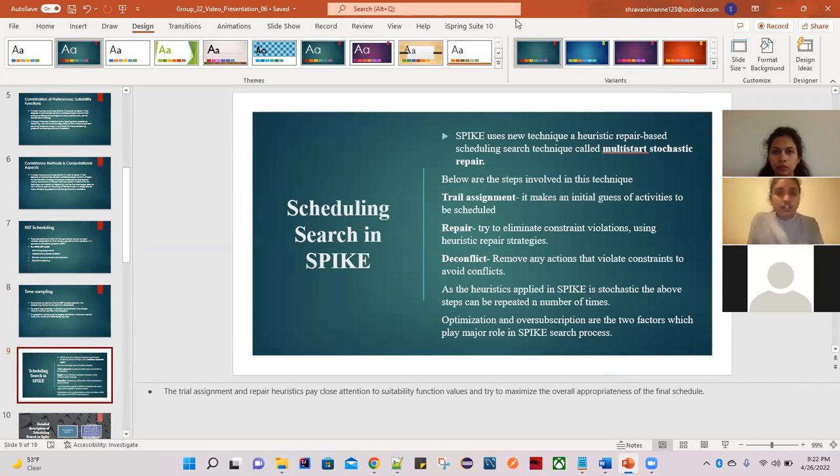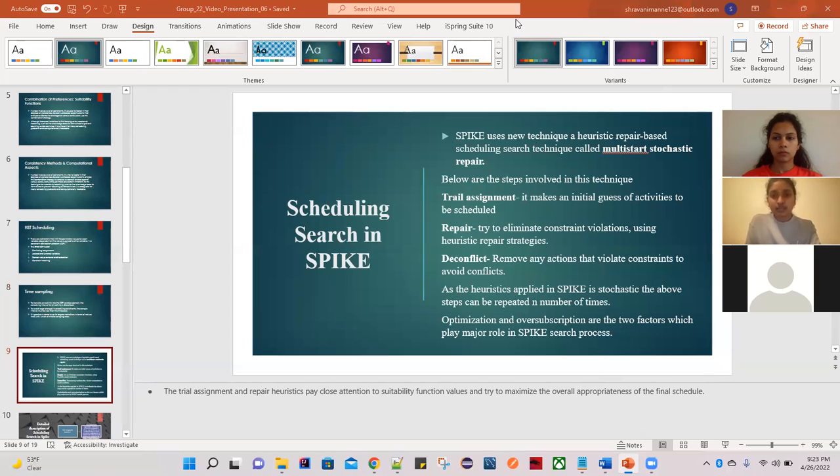Hi everyone. Today I'm going to discuss the scheduling search and its flow in SPIKE. SPIKE uses a new technique called multi-start stochastic repair. There are a few steps involved in the scheduling search process. The first step is trial assignment, then repair, then deconflict. Trial assignment is a trial and error method, making an initial guess of the activities that are to be scheduled.